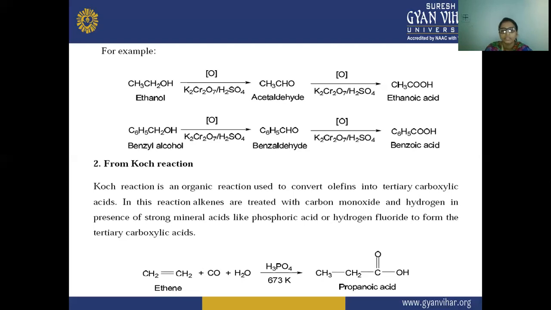So here this carboxylic acid is formed from this primary alcohol by the oxidation reaction. It can occur in the presence of acidic KMnO4 or acidic K2Cr2O7 in the presence of the catalyst, that is your H2SO4. Next is your Koch reaction.